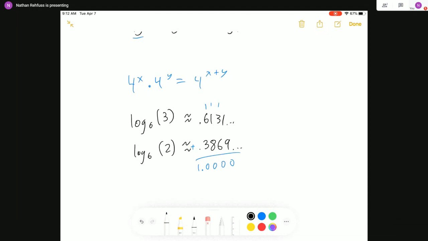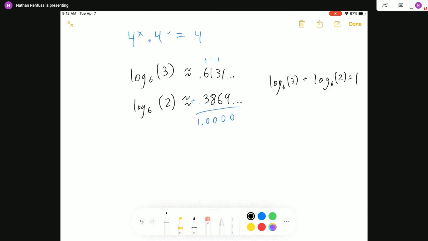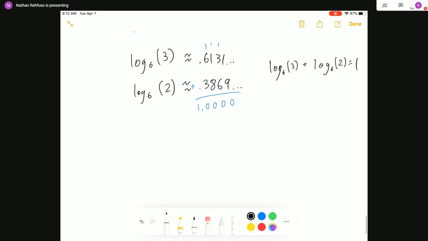Because it turns out that this isn't an approximate thing. This isn't a crazy coincidence. This is an actual truth of mathematics. Log base 6 of 3 and log base 6 of 2, even though these are both these weird irrational numbers that we can't describe any other way, if I add them together, I get 1. And it doesn't feel like it should be the case, these two weird numbers. But well, let's work out what has to be the case here.